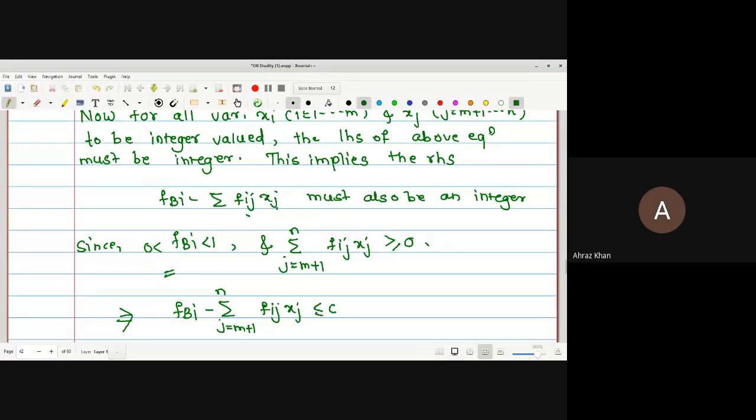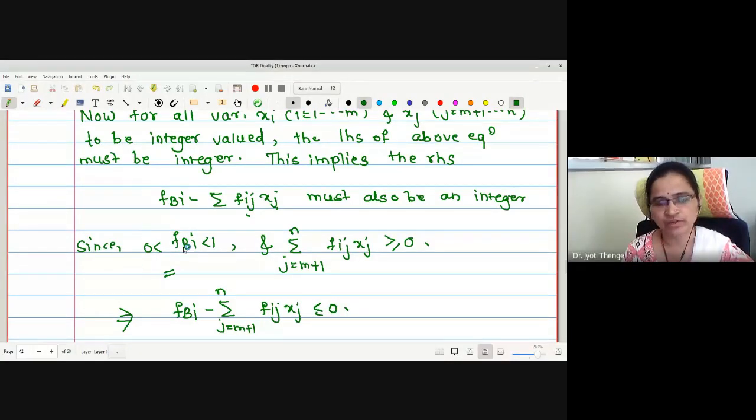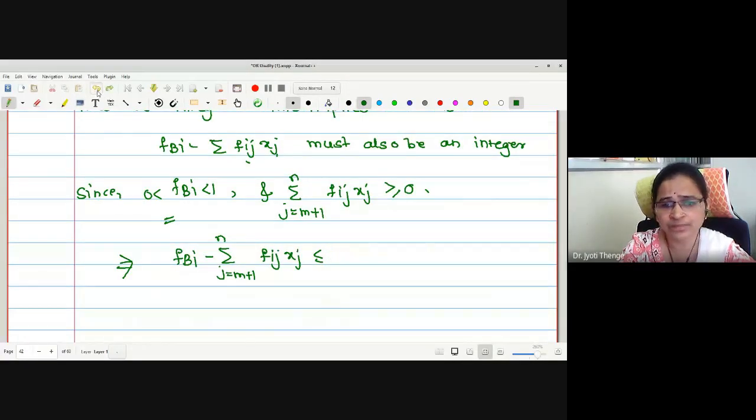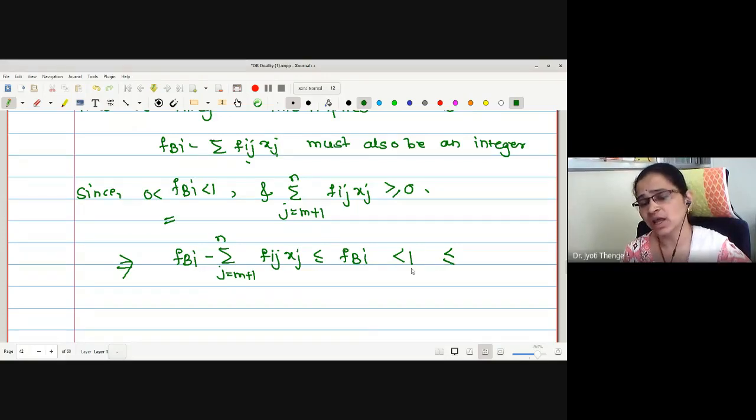Right. This value fbi lies between 0 and 1. This is non-negative. Therefore, if we subtract a non-negative term from a small positive term which lies between 0 and 1, surely we are going to get a value, or here I can write one more step. This term is less than or equal to fbi, and we know fbi is strictly less than 1, and a positive integer value is the only possibility of having less than or equal to 0.